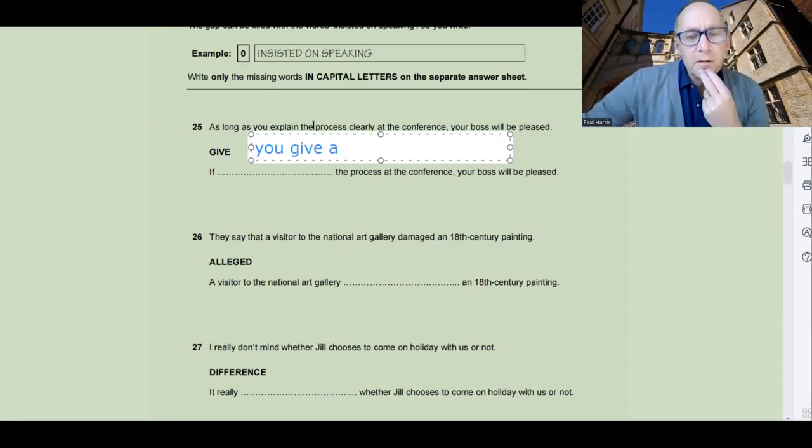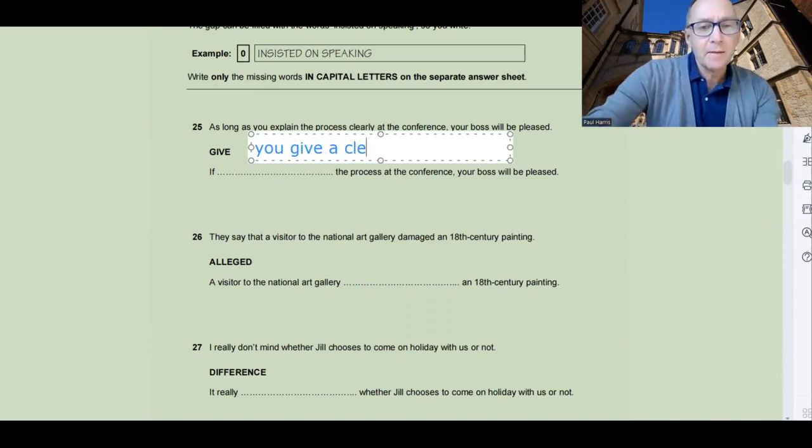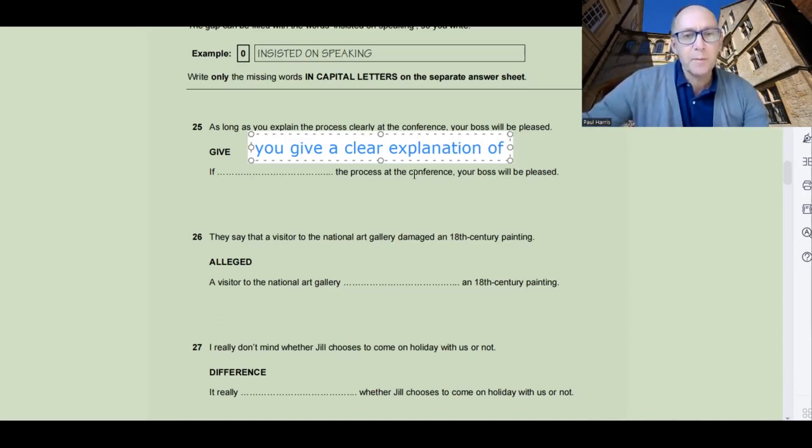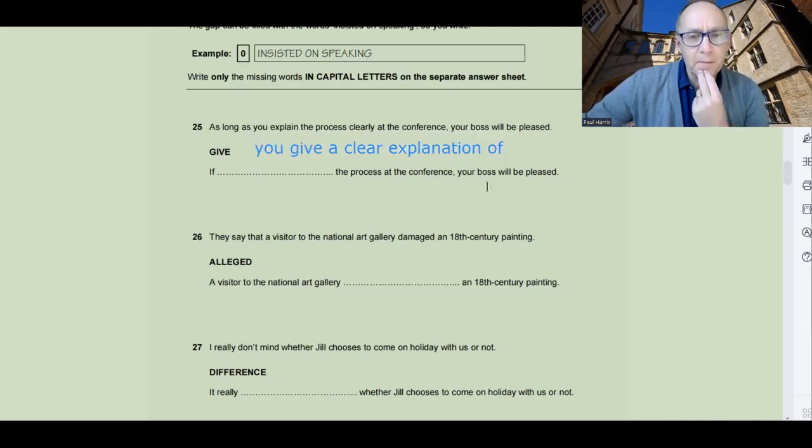Right, okay, so the other word we had to think about was clearly. Okay, so we've got to make sure that we include something about that. So maybe, again, from the adverb, we could use the adjective. If you give a clear explanation, that's spelled explanation properly. If you give a clear explanation of the process at the conference, your boss will be pleased. 1, 2, 3, 4, 5, 6. So we've got 6 words, which fits in with what we're allowed to write. Okay, let's move on to 26.